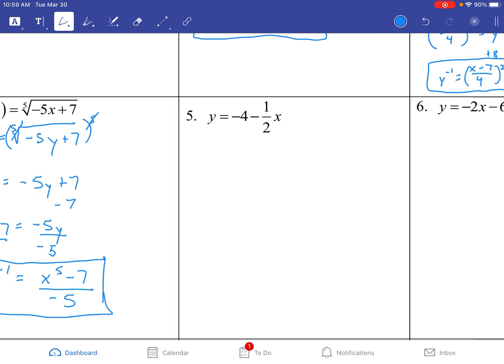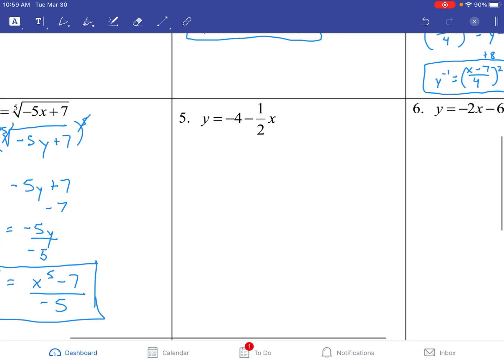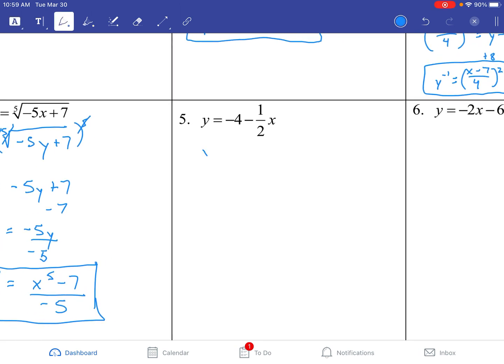All right. Number 5. We switch around the x and the y. Okay. The first step in solving this for y would be to add 4. So you have x plus 4 is equal to negative 1/2 y. All right, for this, you can divide both sides by negative 1/2, or you could just multiply by negative 2. Okay.